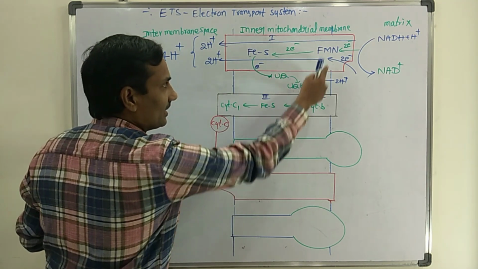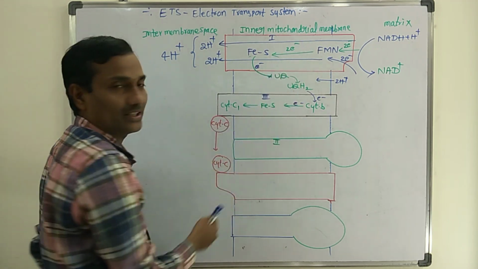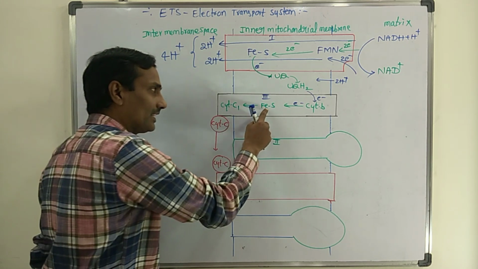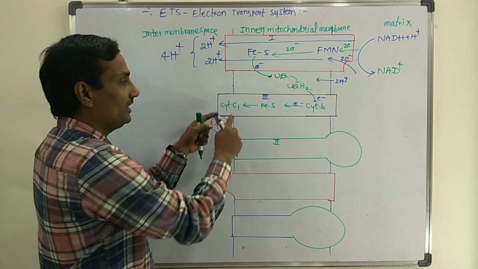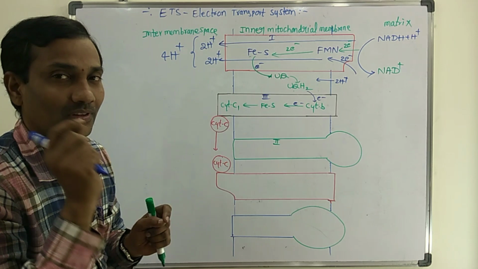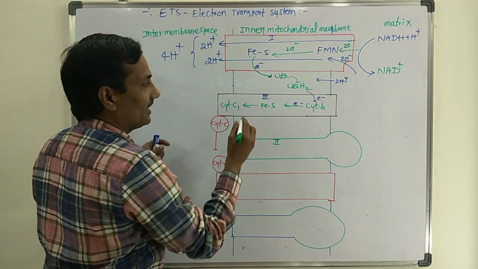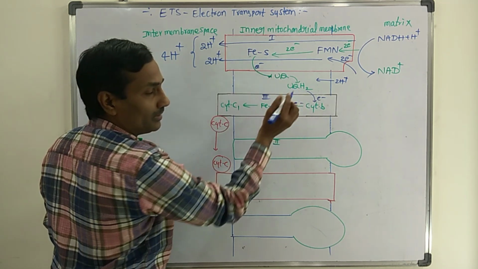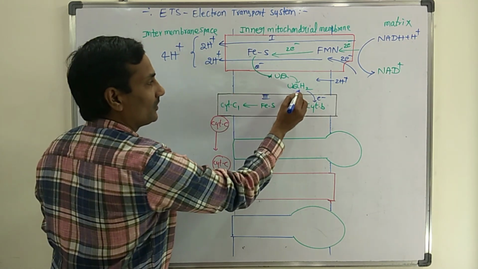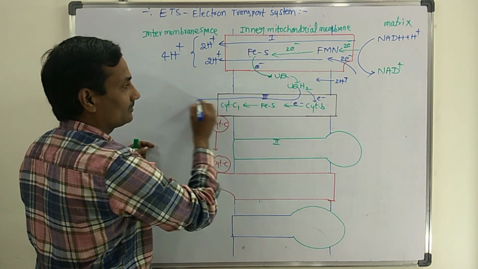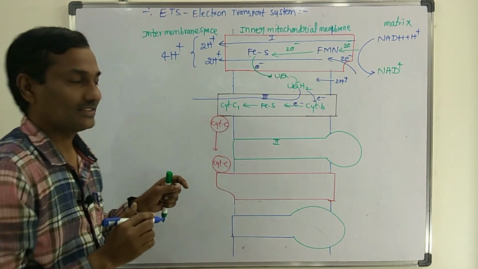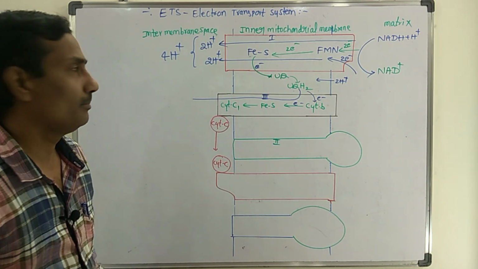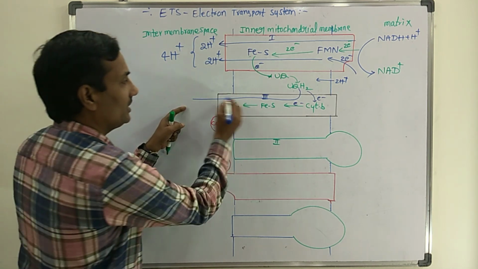Now these electrons, whatever is coming from complex 1, transfer to cytochrome B. From there, 2 electrons transfer to iron sulfur protein and cytochrome C1. Carefully see here: whenever electrons are transferred to cytochrome B, how many protons are released? 2 protons, no? These protons will transfer to the intermembrane space. I am talking about these 2 protons.